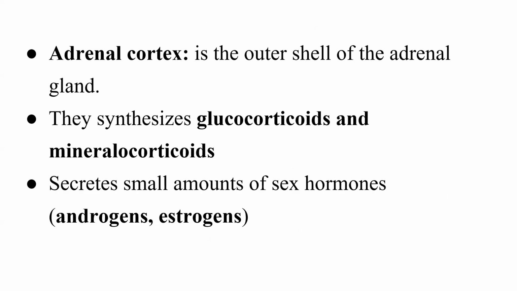So basically, the adrenal gland is divided into two portions. We have the adrenal cortex and we have the adrenal medulla. The adrenal cortex is the outer shell of the adrenal gland. That is, the outer part of the adrenal gland is the adrenal cortex. They help to synthesize basically two hormones. Majorly, they produce two hormones. The first one is the glucocorticoids and the other one is the mineralocorticoids.